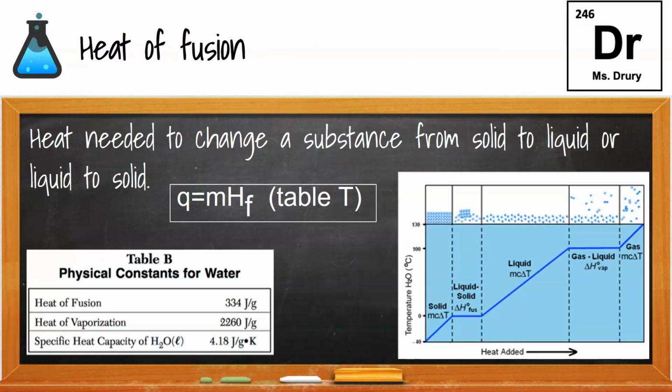So the heat needed to change a substance from a solid to a liquid has to use another formula, and that is another formula on Table T, noted as Q equals mHf, Q being heat, M being mass just like before, but Hf being the heat of fusion. And going back to Table B, the heat of fusion for water is 334 joules per gram. So every time you want to change water from a solid to a liquid, or a liquid to a solid, you need to apply 334 if you're going to the liquid phase, and remove 334 if you're going to the solid phase. And so that is the first plateau, or the second line on your phase change diagram.